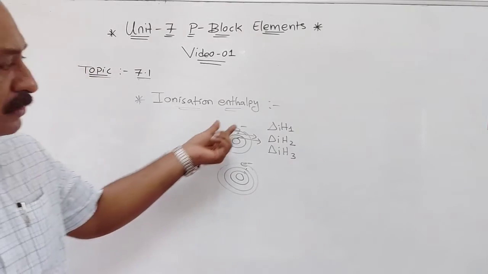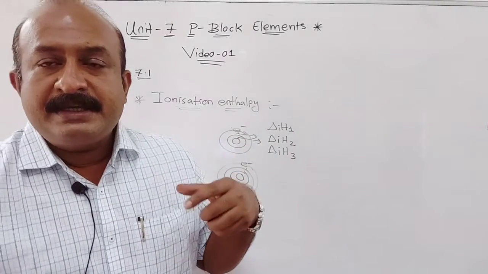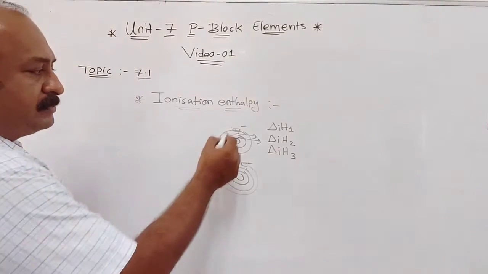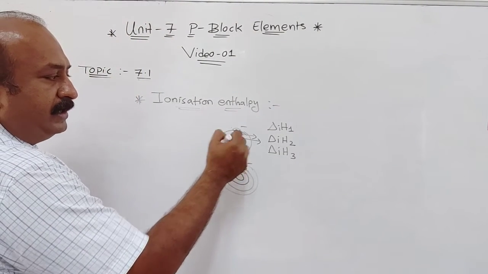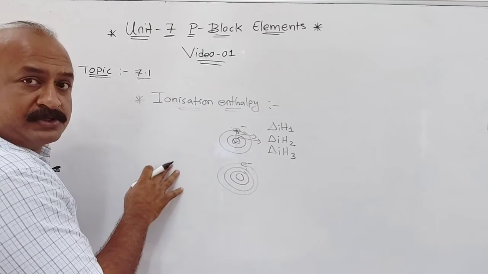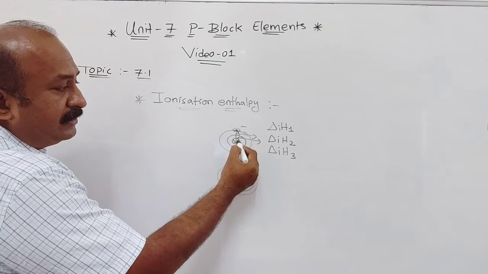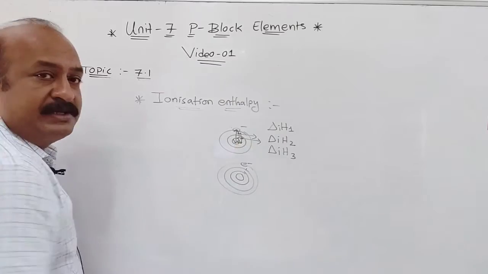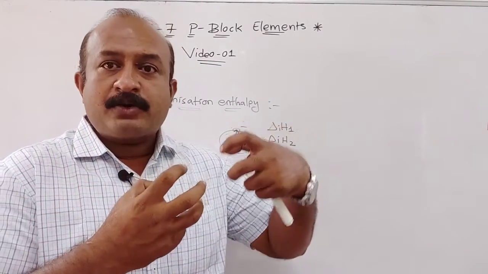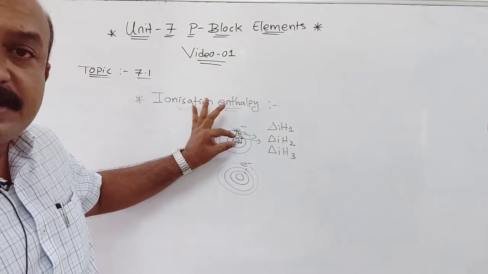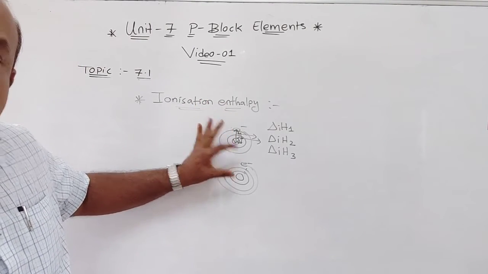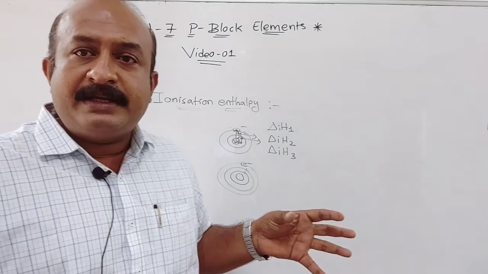If you want to remove the outermost electron and change the atom into an ion, it is much easier. Why? Because the distance of the outermost electron from the nucleus is maximum. And when you go nearer, the distance keeps on decreasing, which means the attraction between the proton and electron will be maximum when the electron is nearer. And when the electron is far away from the nucleus, the attraction will be less. So what will happen in that case?